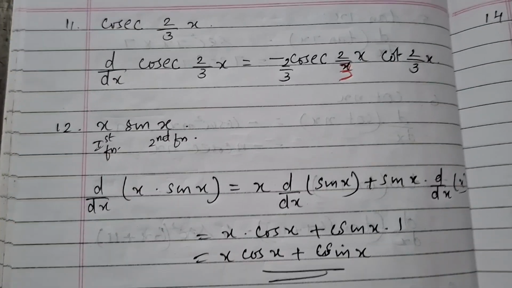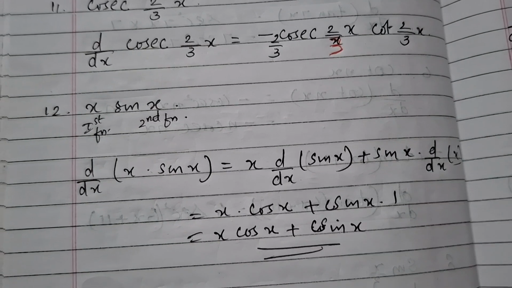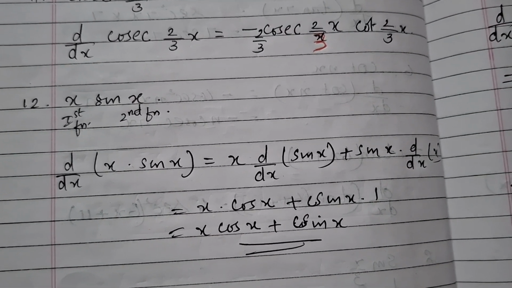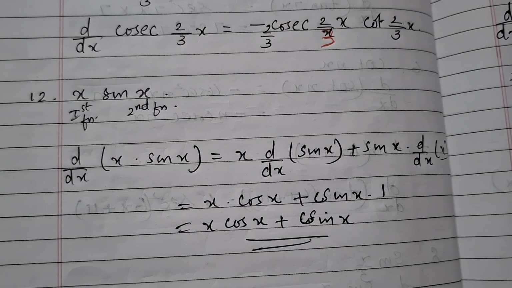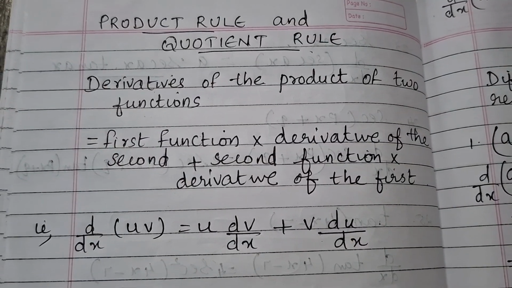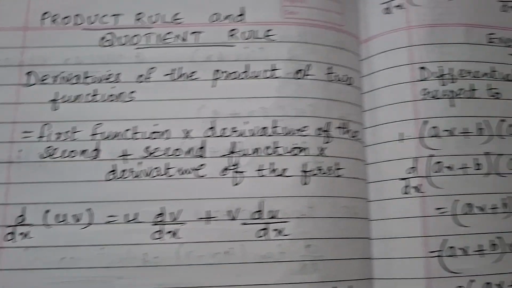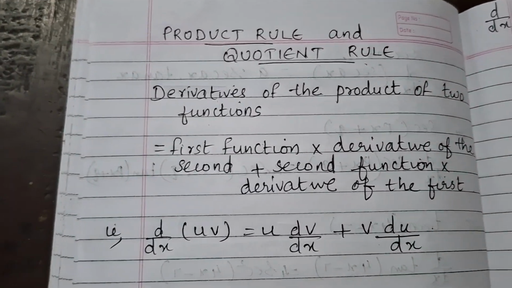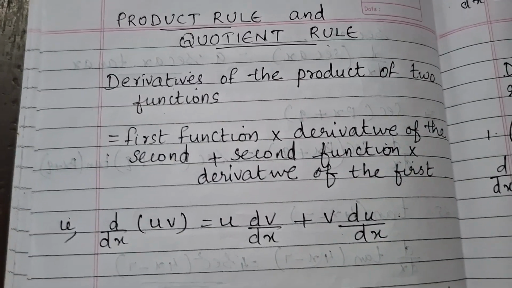Okay. Then next one is question number 12. We are not using this method. We are using the product rule. So first we will discuss what the product rule is. Product rule and quotient rule are in exercise 19C. So it is a mixed exercise, 19D is a mixed exercise of 19C and 19D.